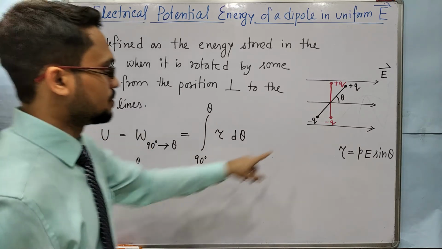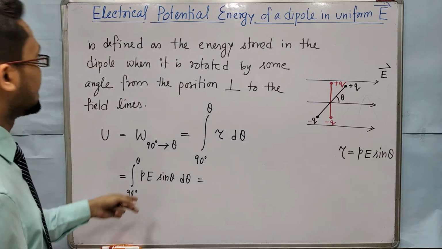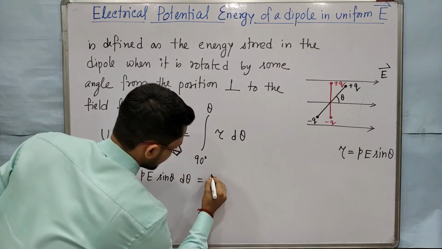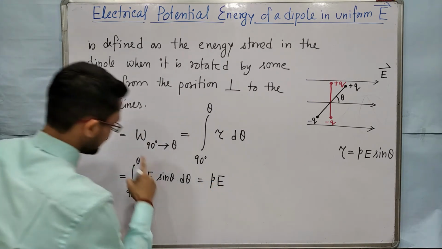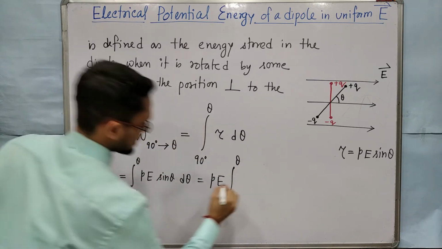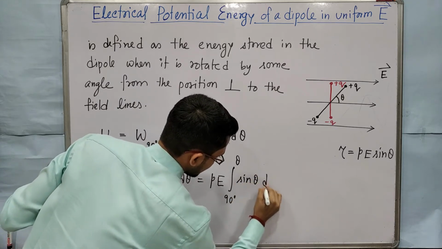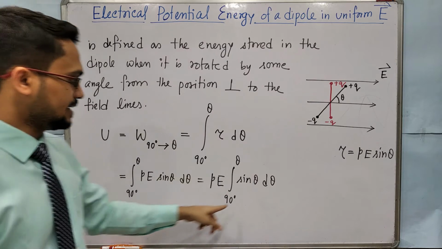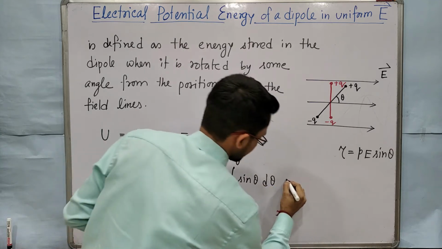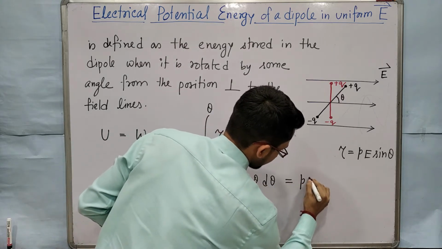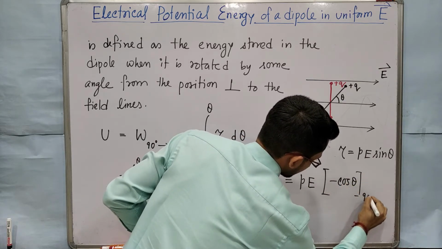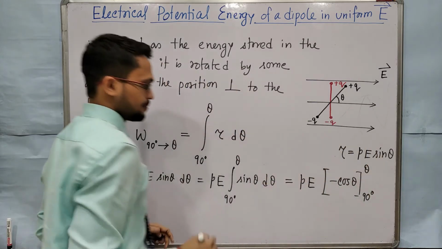Now the dipole moment for a particular dipole is constant, and this dipole is placed in a uniform electric field, that means E is also constant. So bring P and E outside of the integration sign, then the integral from 90 degrees to theta of sin theta d theta. Now the integral of sin theta d theta is minus cos theta. So P E times minus cos theta, lower limit 90, upper limit theta.